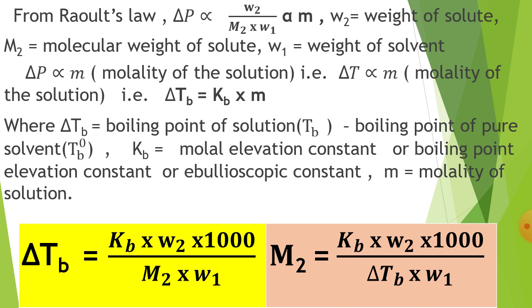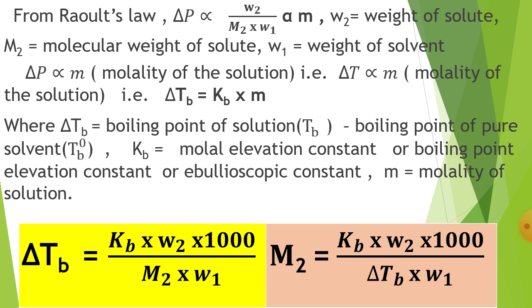One more thing you have to focus on: here W1 should be in gram. If it is in kilogram, then you have to change it. For molar mass, M2 equals Kb multiplied by W2 into 1000 divided by delta Tb into W1. Delta Tb can also be found from Tb minus T naught B. You have to learn this properly. So many mistakes happen when you solve delta Tb problems. So here delta Tb equals Tb minus T naught B.